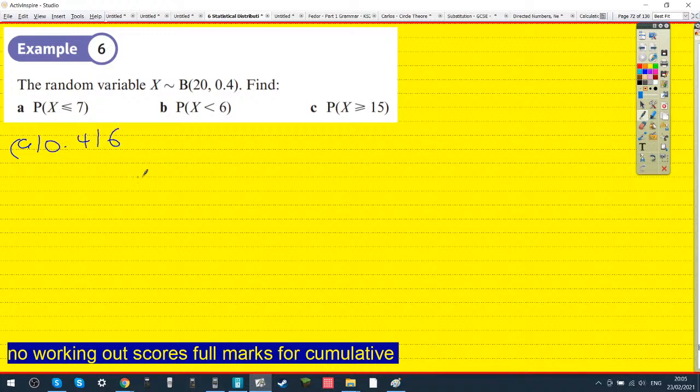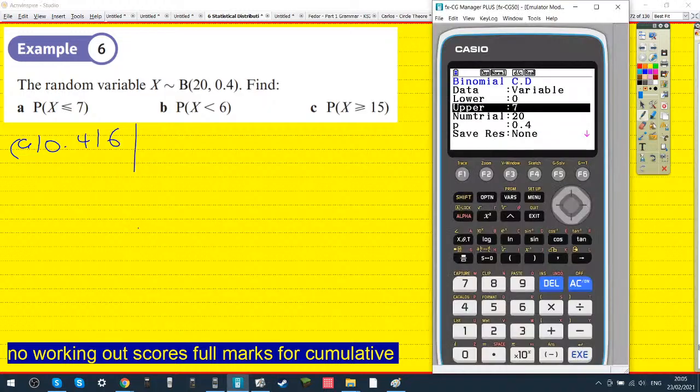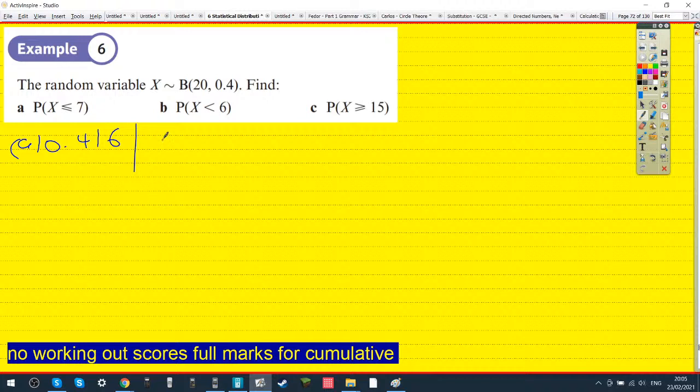So the lower will still be 0. The upper would be 5. Yep, and then everything else stays the same. And you get 0.126.